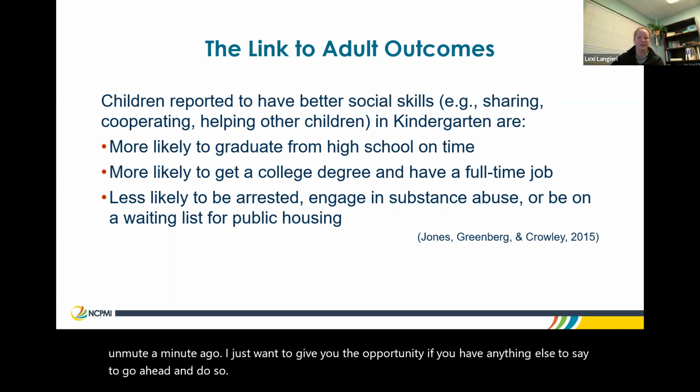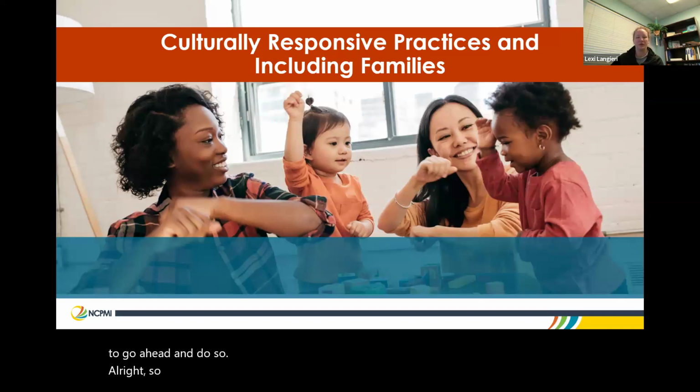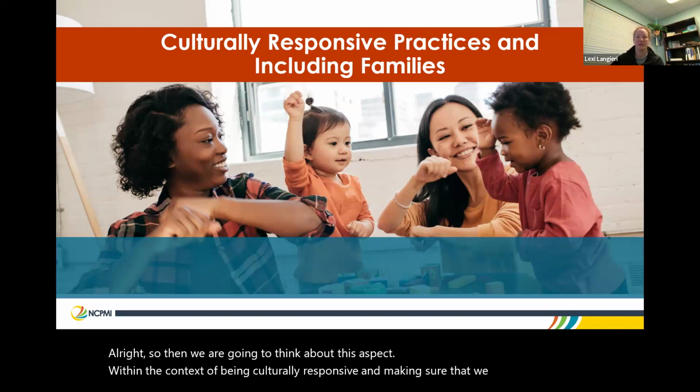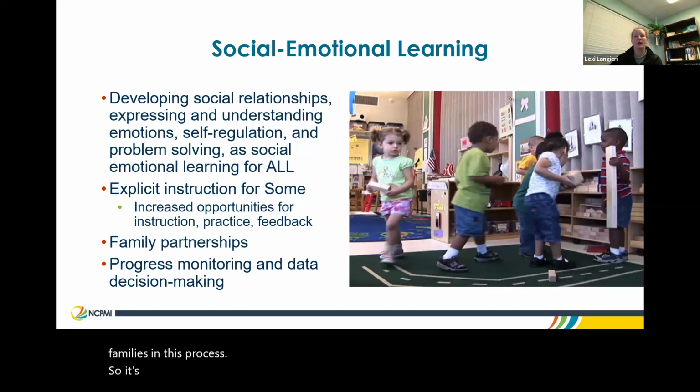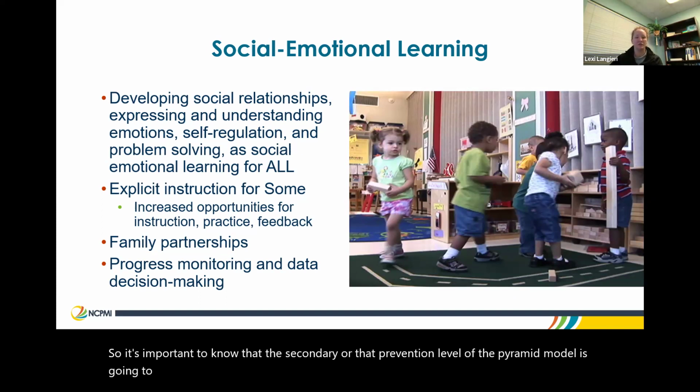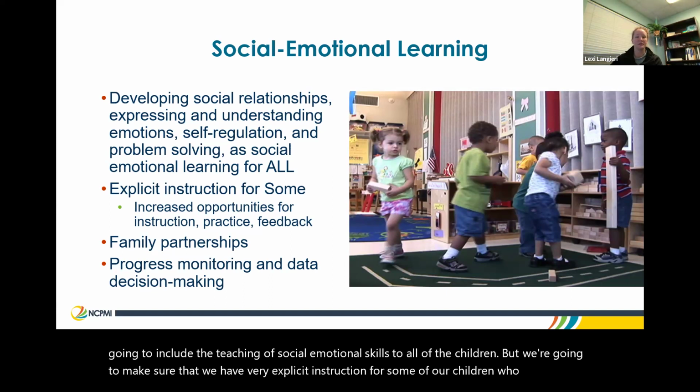All right. So then we are going to think about this aspect within the context of being culturally responsive and making sure that we are including families in this process. So it's important to know that the secondary or prevention level of the pyramid model is going to include the teaching of social emotional skills to all of the children, but we're going to make sure that we have very explicit instruction for some of our children who might need more focused instruction.